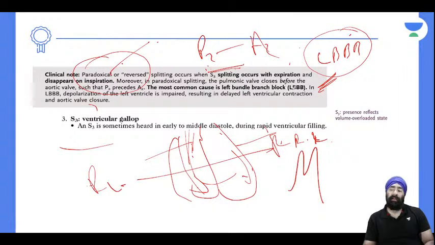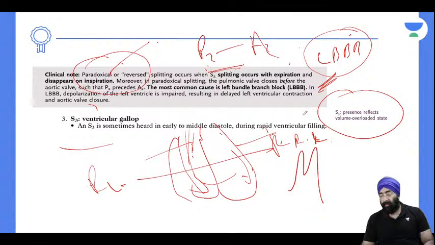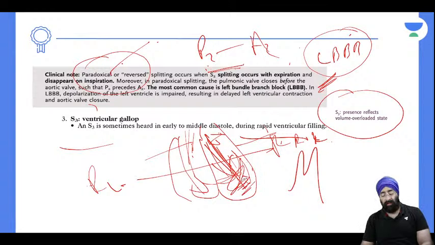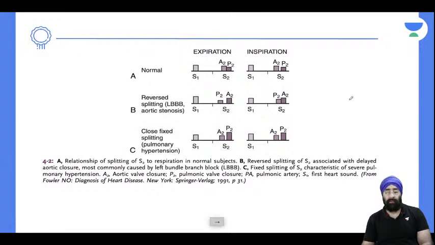Then S3 sound and S4 sound are not very important practically, but S3 occurs in the middle of diastole, when rapid filling of your ventricles happens, when blood comes from the atrium into the ventricles. It also causes a lot of vibrations in the ventricle wall, which can sometimes be heard as S3 sound. So it is basically a pressure reflected volume overloaded sound. So this is what the normal thing is.